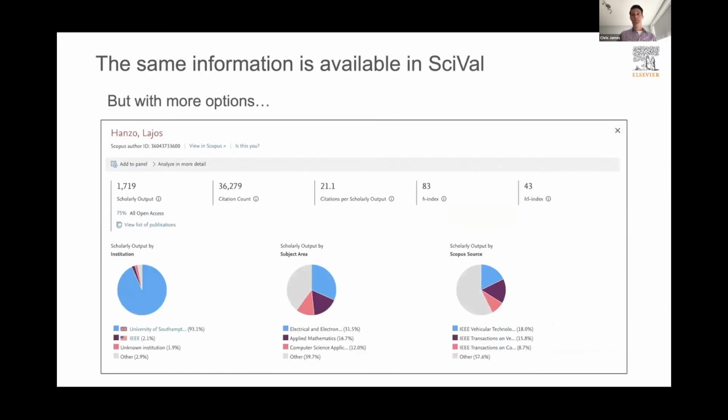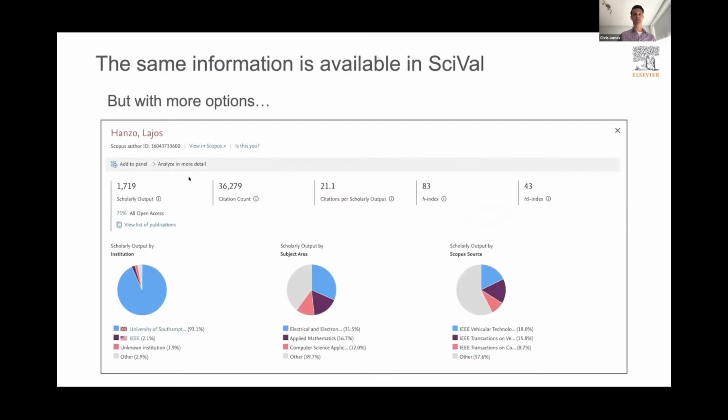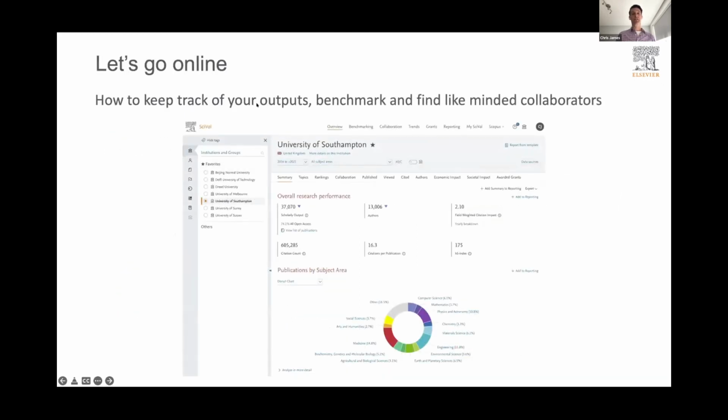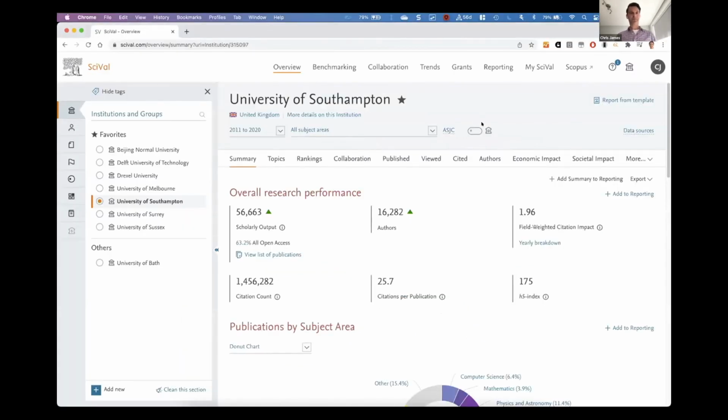Okay, so what I'm going to do now is go into SciVal. We're going to have a look at a researcher. So it's actually going to be the same researcher that's been popping up so far from Southampton. So Laos here. We're going to have a look at the outputs that come in. We're going to benchmark this research against others, and then we're going to find some like-minded collaborators. That's the plan.